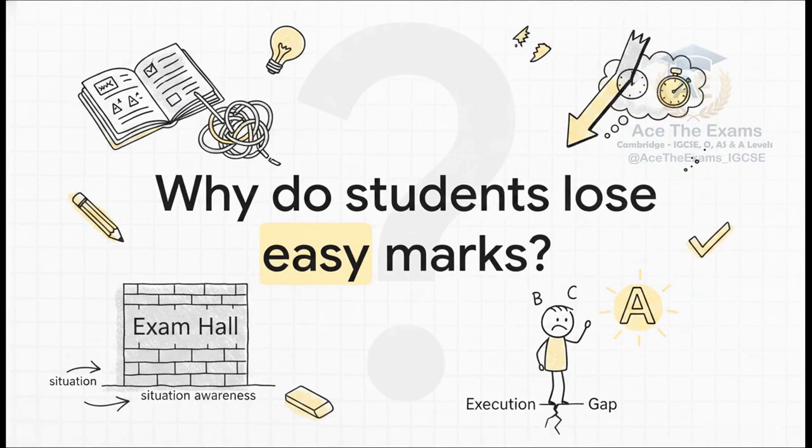So I want to pose this provocative question to you right now. Why do students lose easy marks? Really think about it. These are students who have studied for months. They know the formulas, they understand the concepts, yet they walk out of the exam hall with a B or a C instead of an A. Why? The examiners compile data on this every single year, and the answers are shockingly consistent. It almost never comes down to a lack of deep mathematical genius. It comes down to a total failure of execution and a lack of situational awareness under pressure.